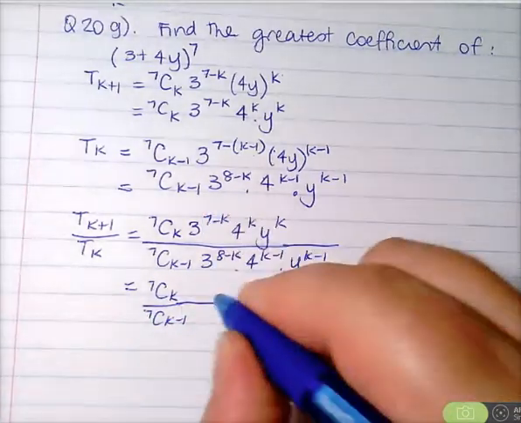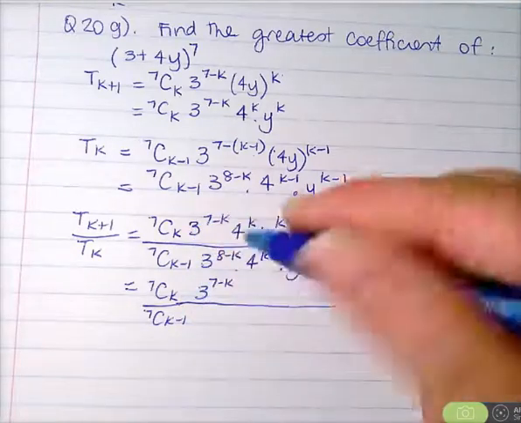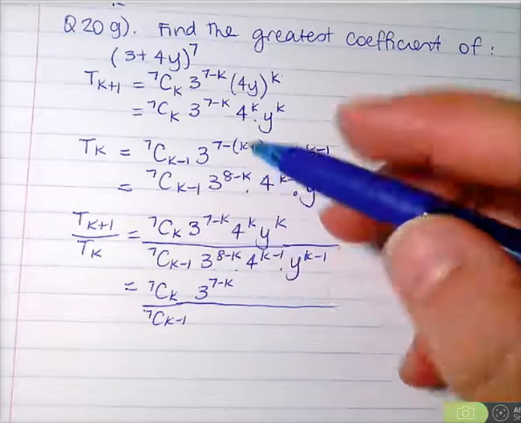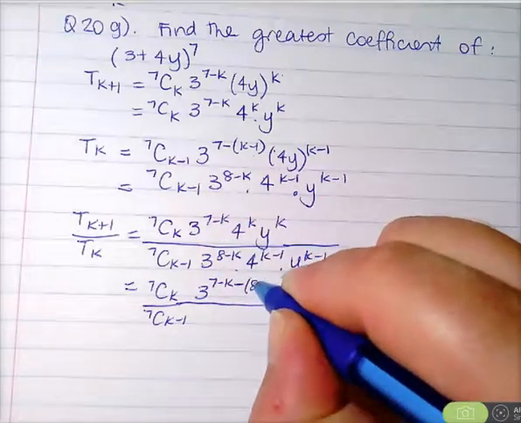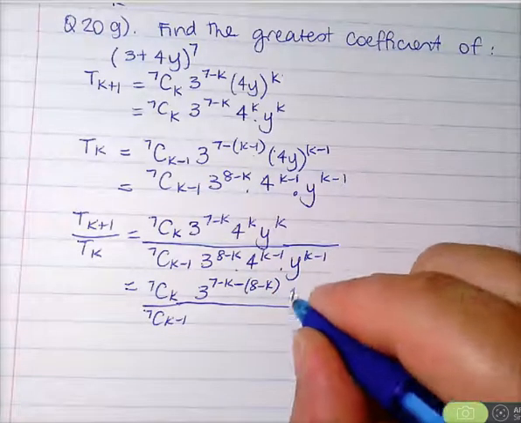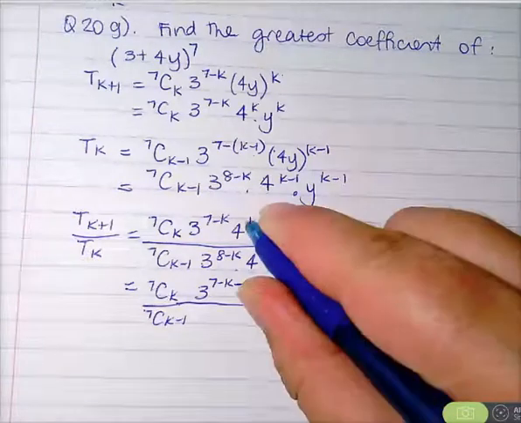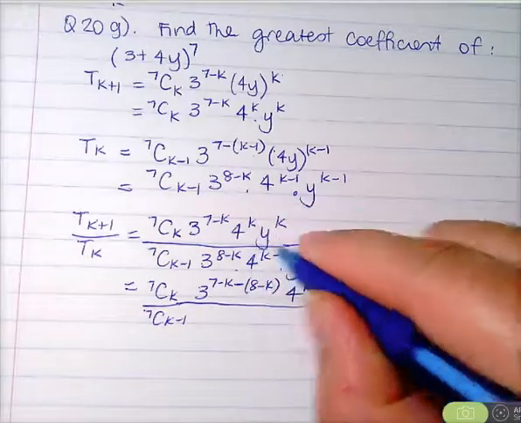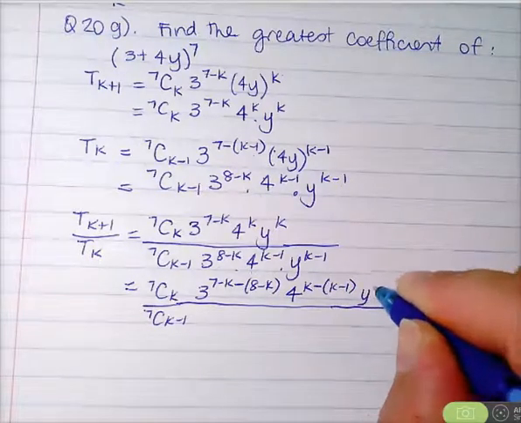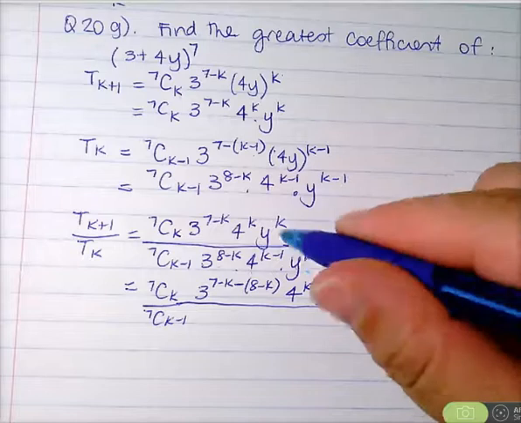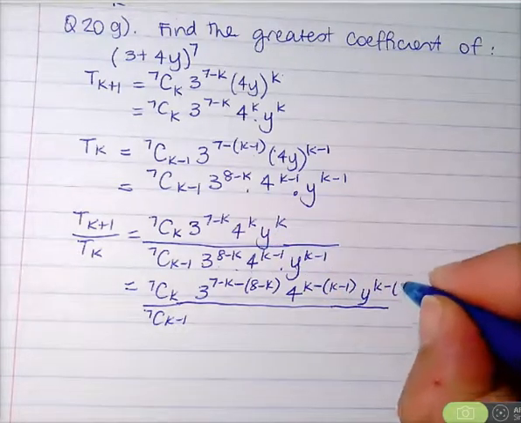Now let's look at our 3's. We've got 3 to the power of 7 minus k. Now here the bases are the same and we're dividing, so we subtract the indices. So we've got 3 to the power of 7 minus k, take away 8 minus k. Here I've got 4 to the power of k. Bases are the same, so we go k, take away k minus 1. And here we've got y to the power of k. And here again, bases are the same, we go k minus k minus 1.